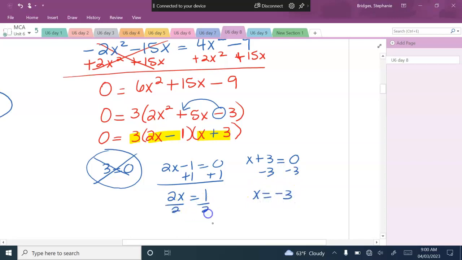And I end up getting a positive 1/2 and a negative 3. My restrictions that I said in the beginning, I couldn't get a negative 3/2 and a positive 3/2. I didn't get either one of those, so guess what my answers are?